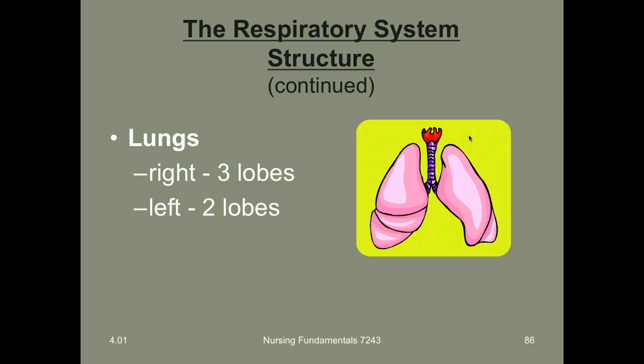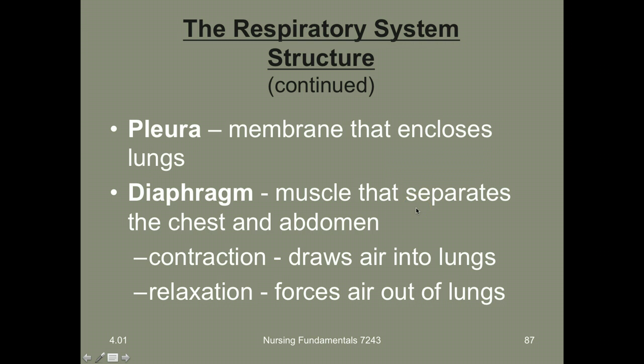When we think about the lungs, the right side has 3 lobes, and the left side has 2. The left lung is displaced by the heart, which fits right there. The pleura is the membrane that encloses the lungs. The diaphragm is the muscle that separates the chest and the abdomen. Contraction of the diaphragm draws air into the lungs, while relaxation forces air out of the lungs.